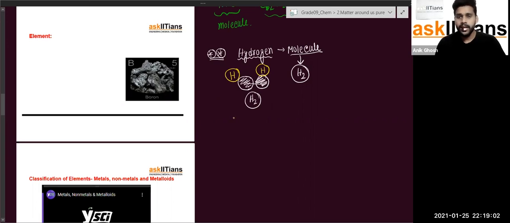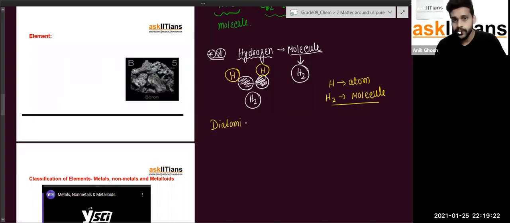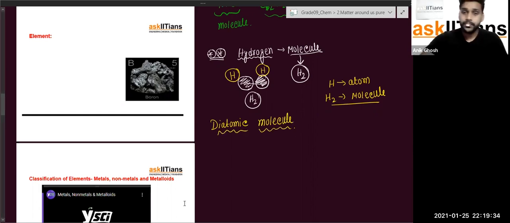But then for hydrogen, this is an atom and this is a molecule. So for that reason, what do we call hydrogen? We call hydrogen a diatomic molecule because two atoms are there. Diatomic species, we can also say a molecule. Okay. Now, this is called a diatomic molecule.